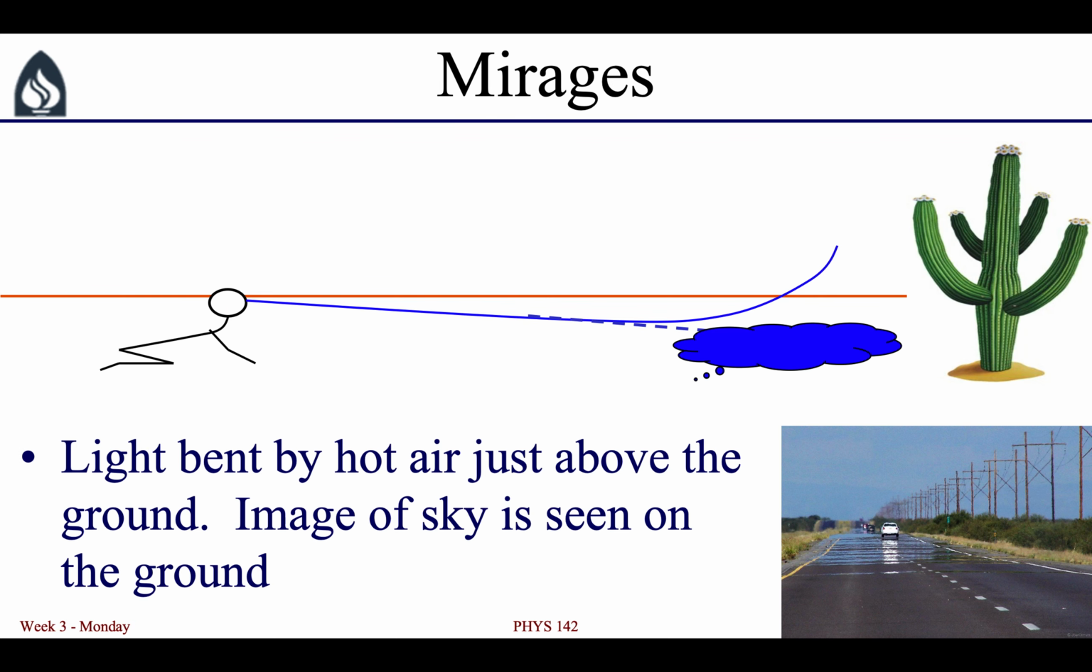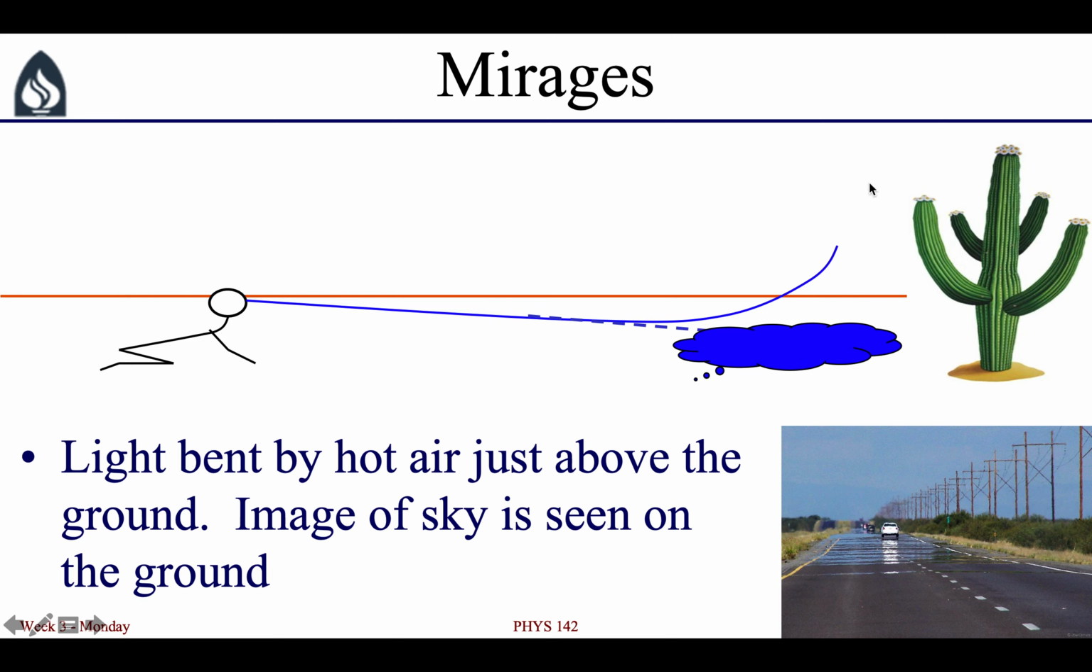Another example is that of mirages. So we've all seen on a hot summer day, if you look on a road, sometimes you'll see what looks like water on the surface of the road, but then as you get closer, that appearance disappears. So what happens there is that the light just above the surface of the road is passing through very hot air. The road gets hot, the air heats up, which changes its density, changes its index of refraction.